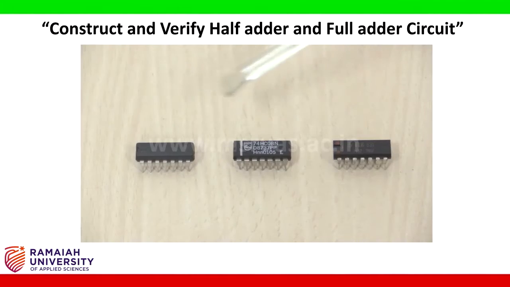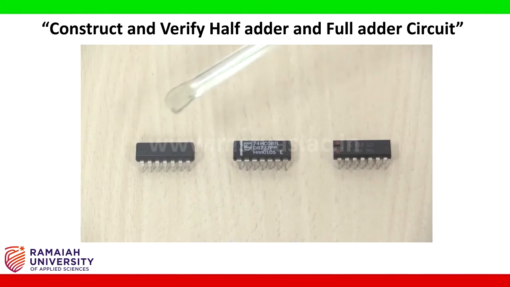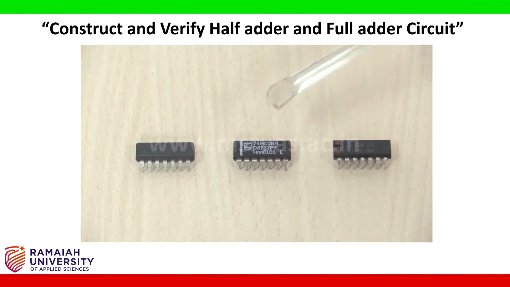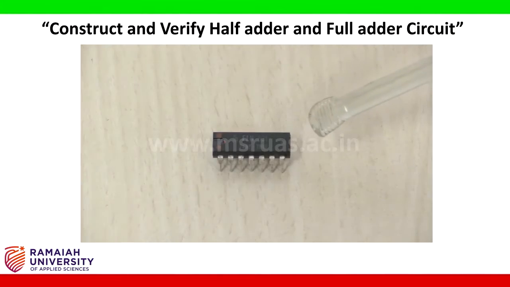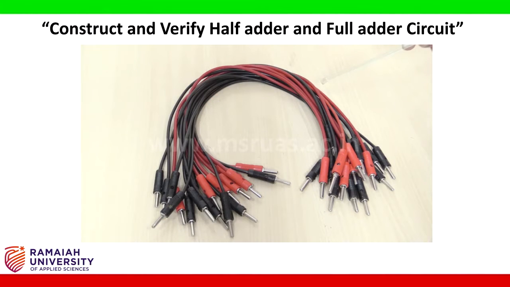ICs. So these are the ICs which we are using in this experiment. This is IC 7404. It represents the NOT gate and it consists of 6 single input NOT gates, and this is 7408 IC, which consists of 4 dual input AND gates, and this is 7432 IC, which consists of 4 dual input OR gates, and patch cords. So these are the patch cords which are used to connect the circuit.